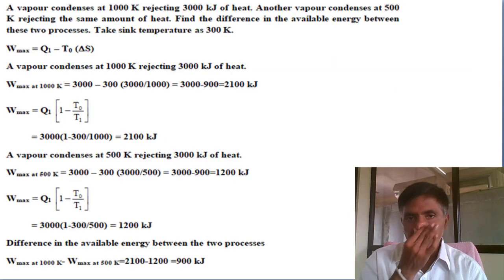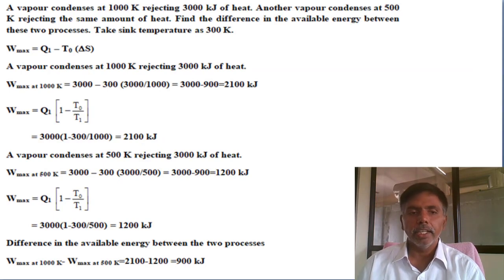Some problems we can solve, then we will get a clear idea about this available energy. Suppose a vapor condenses at 1000 Kelvin, rejecting 3000 kilojoules of heat. Another vapor condenses at 500 Kelvin, rejecting the same amount of heat. Find the difference in available energy between these two processes. Take sink temperature as 300 Kelvin.